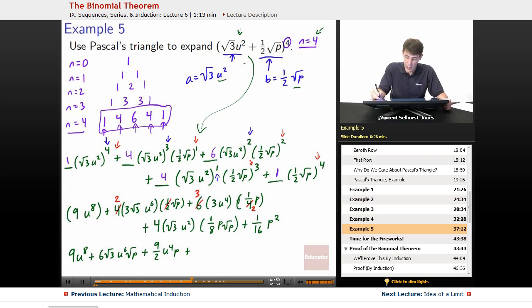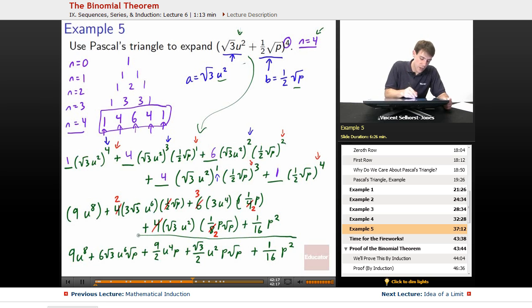Wow, a lot of things. So 1/8, that'll cancel the 2 when it knocks out this 4. And so we've got root 3 over 2 u squared p root p, and finally our last term, 1/16 p squared. And there is the full expansion.